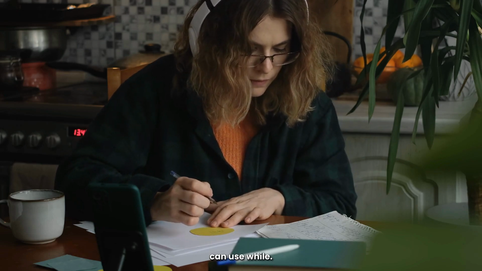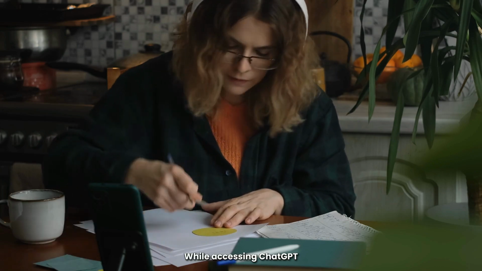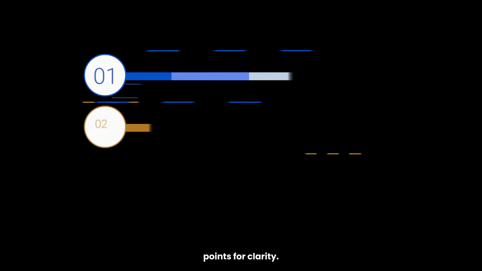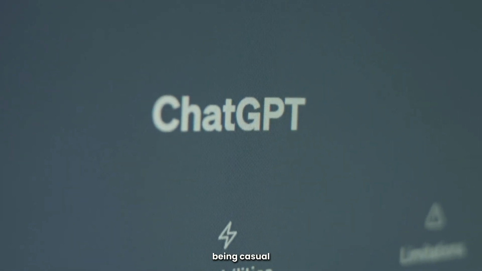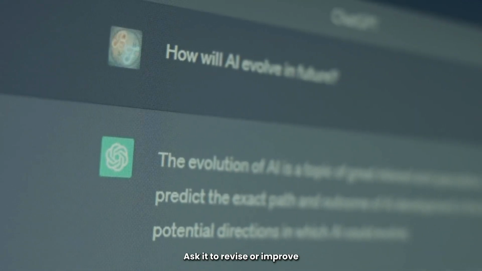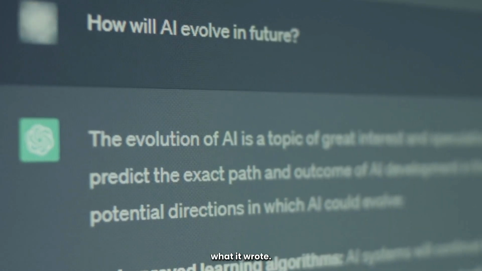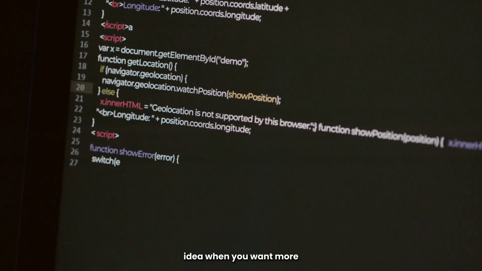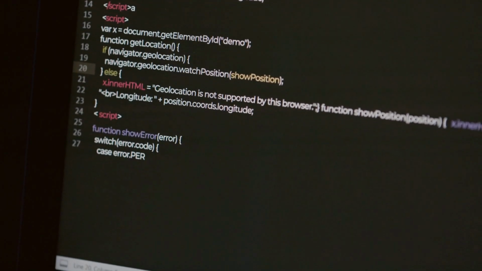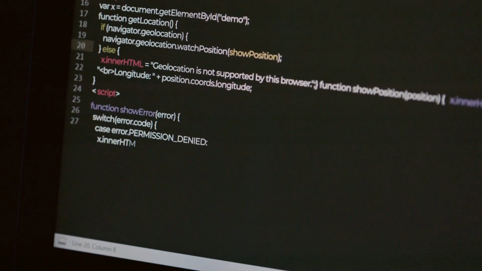Some tips that you can use while accessing ChatGPT are using bullet points for clarity, add your tone, for example, being casual, professional, questioning, ask it to revise or improve what it wrote. That can be a very good idea when you want a more detailed explanation of the response you have received.